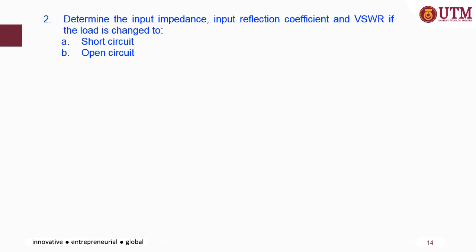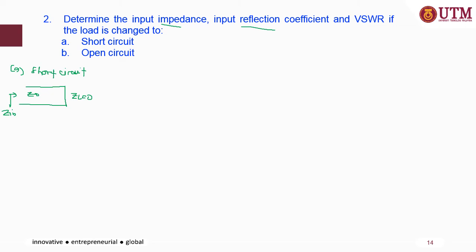Okay, next let's look at the second question. Determine the input impedance, input reflection coefficient, and VSWR if the load is now changed to short and open circuit. Right, so let's consider the condition A. So for short circuit, sorry for my handwriting, short circuit. So in this case, your ZL will be equal to 0. Here is your Z0, and here is your Zin.